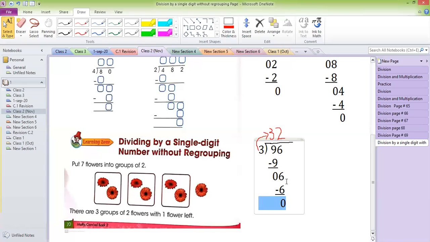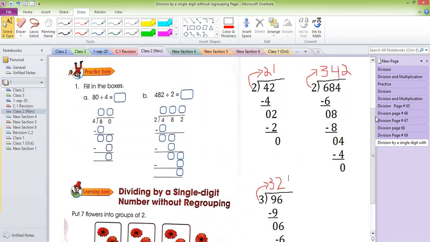So now there is no number to drop down, so this is your answer. This is your remainder. This is your dividend. This is your divisor. And this is your quotient, or your answer. 96 divided by 3 equals 32. I hope you understand, guys.